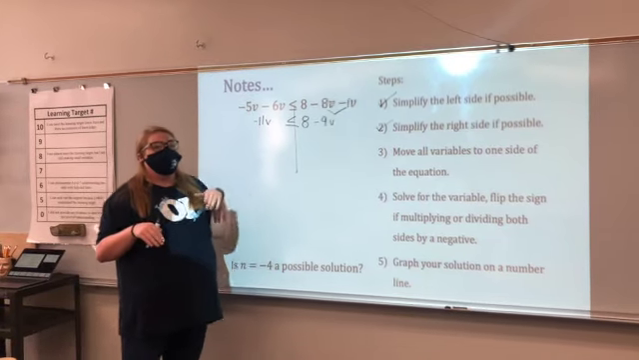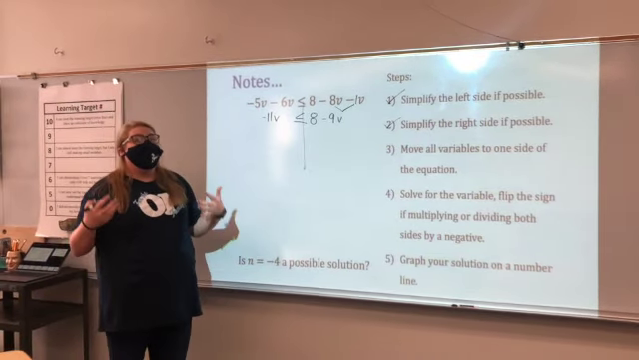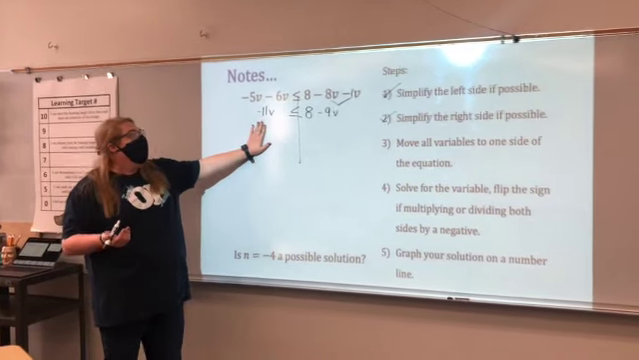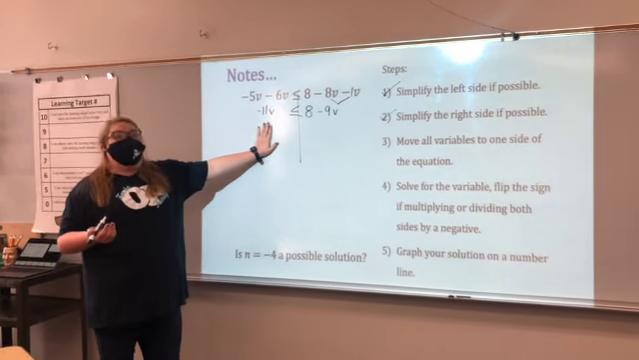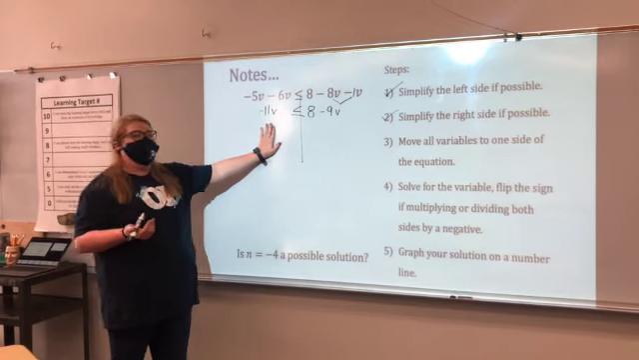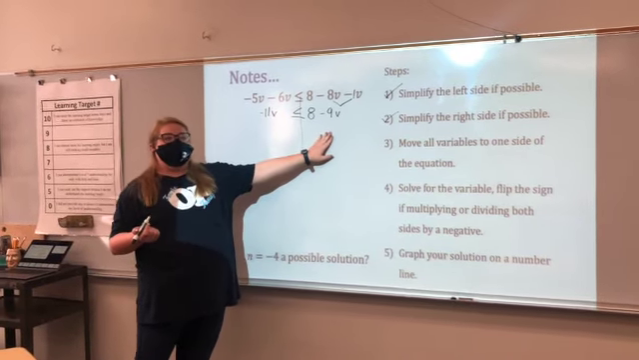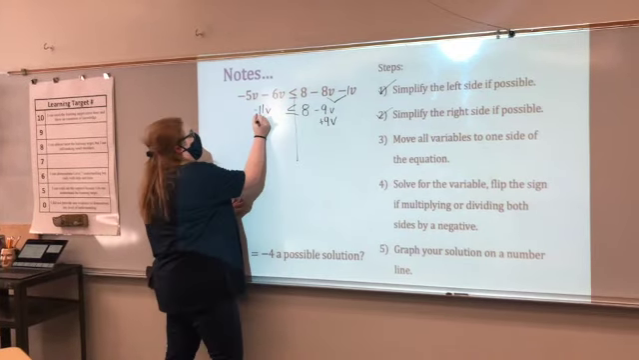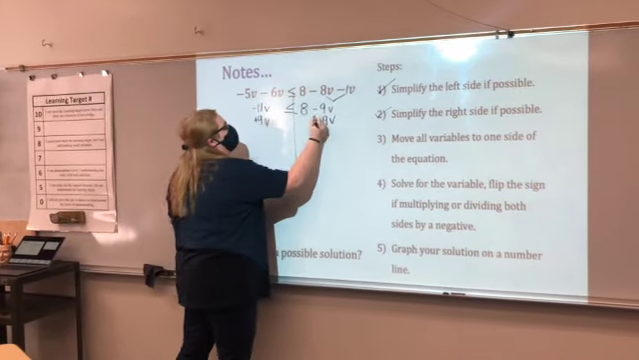So I'm going to move the one that is smaller. If I do that, I'm going to move the negative 11v. That would leave nothing on this side. I don't want nothing on this side, so I'm going to move the other one instead. So I'm going to add 9v to both sides.